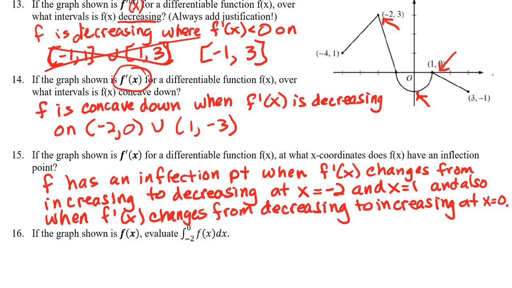All right, now we want to evaluate the area from -2 to 0. So let's use our geometry. From -2 to 0, we would have this triangular region. So that triangle has a base of 1 and a height of 3. So 1/2 of 1 times 3. So that triangle has an area of 3/2.